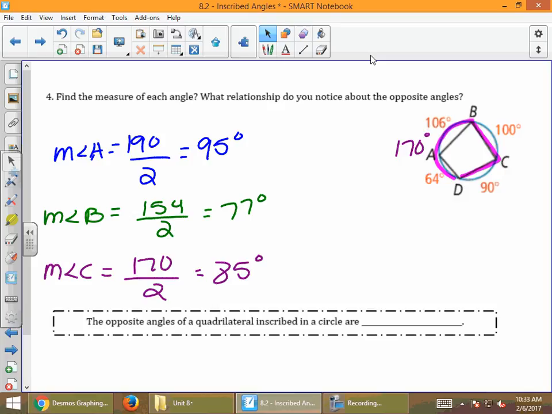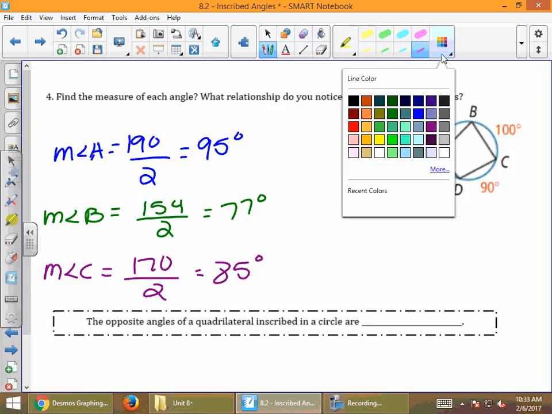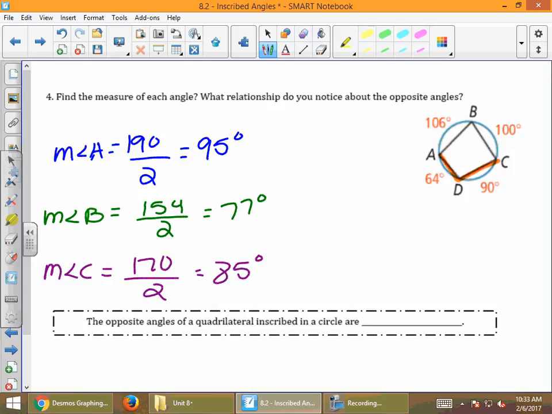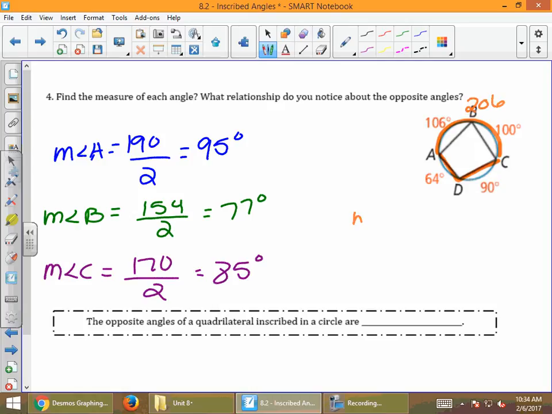Right? Repeat the same process for D. We'll highlight the orange. Here's the angle we're trying to find. Angle's missing. Look at the arc. What's the measure of that arc? 206, and the angle is on the edge, so divided by 2. What's 206 divided by 2? 103. Okay. So we found the measures of all the angles.